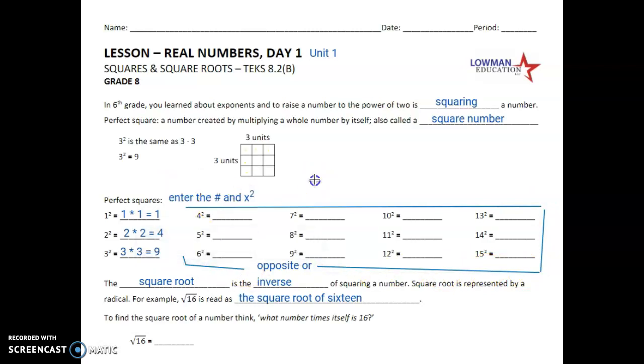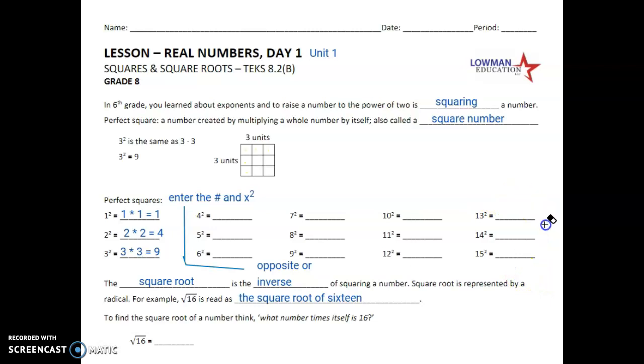Let's review these first ones right here. If you have 1 squared, that simply means 1 times 1, which equals 1. 2 squared is the base number of 2, and you're going to multiply the 2 by itself to equal 4. 3 squared, your base number is 3. You're going to do 3 times 3 for an equal of 9. Key the remaining of these into your calculator, please, as part of your homework, and I will check them in class.